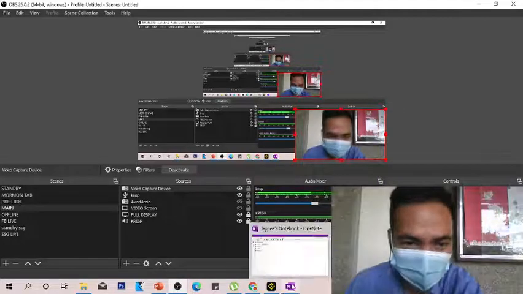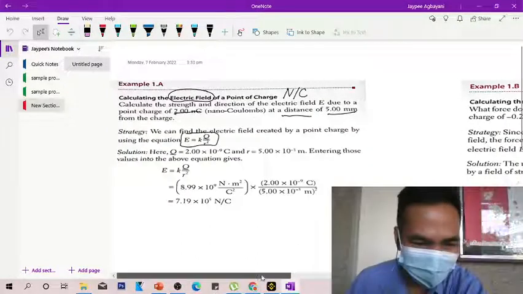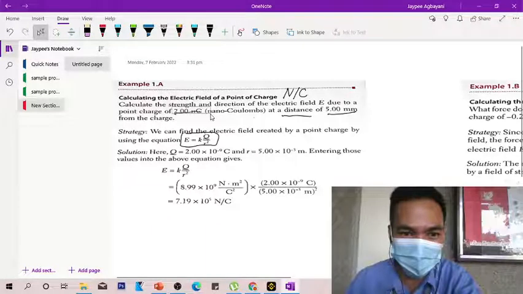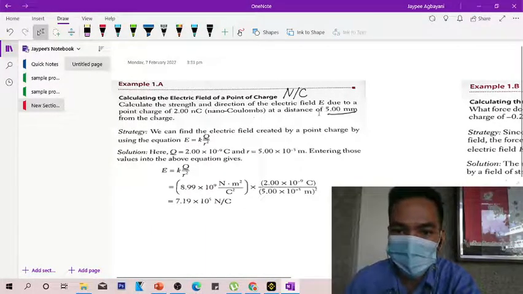Alright guys, so due to insistent public demand, let me upload a step by step process para maging maganda yung discussion natin right here. So let me just prepare something.